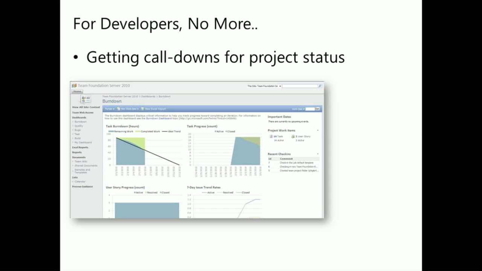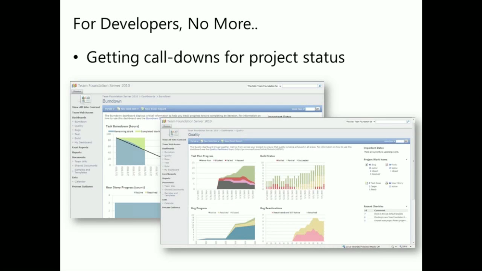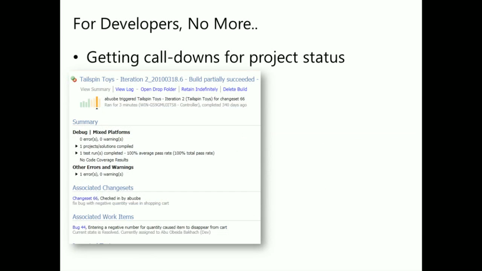So when your project manager needs to go off to a status meeting, they no longer need to ping every single developer and say, hey, give me a quick update on this. How many hours do you have left on this? What's your percent complete on that one? They have all that information readily for them in the form of dashboards in Team Foundation Server, build reports showing here's exactly what changes and what bugs are being fixed in tonight's build or last night's build.